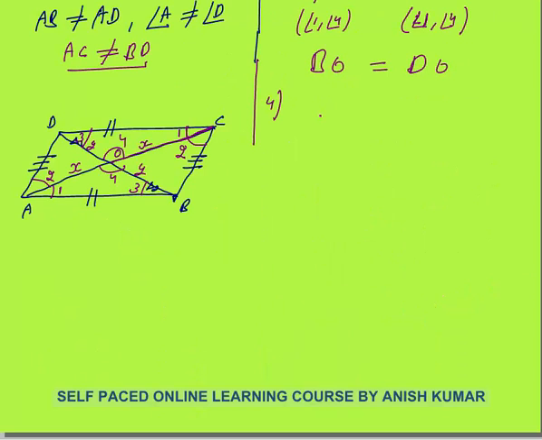Next is how to find the area of the quadrilateral, or parallelogram in this case. Now area, we know, is simply base into height. So we can draw the height H. Let's say the height of the parallelogram is H.